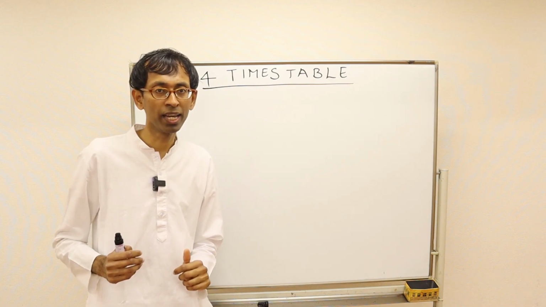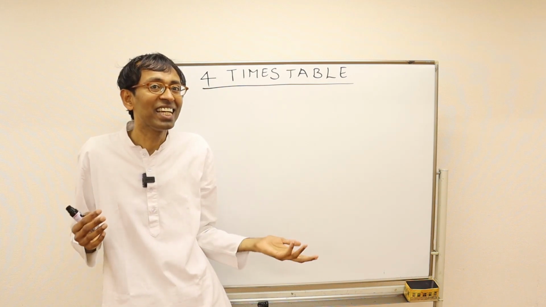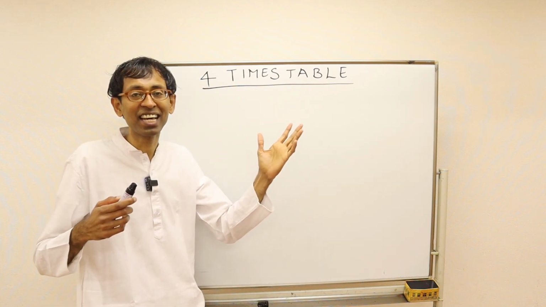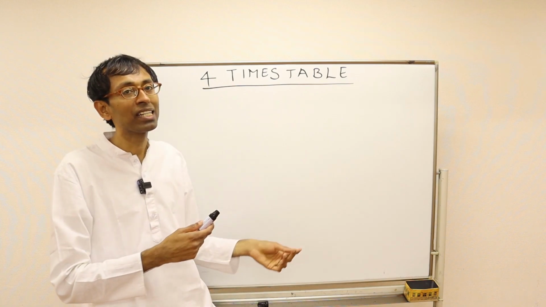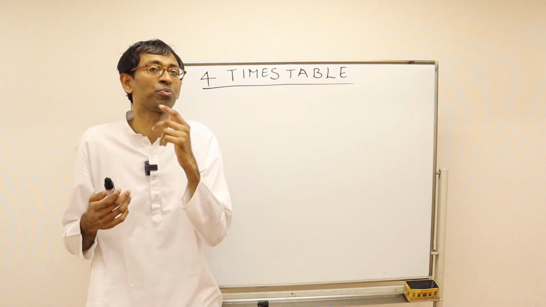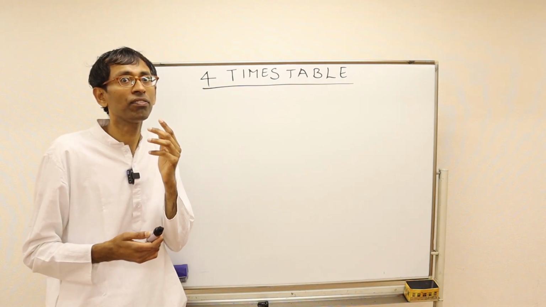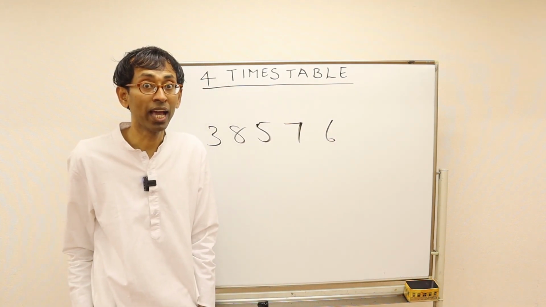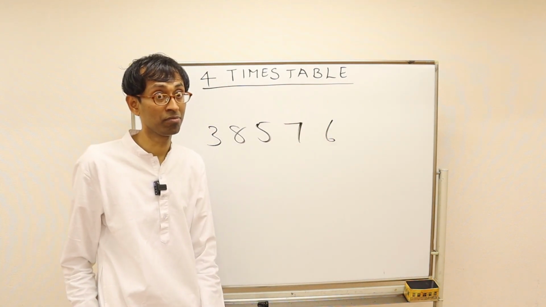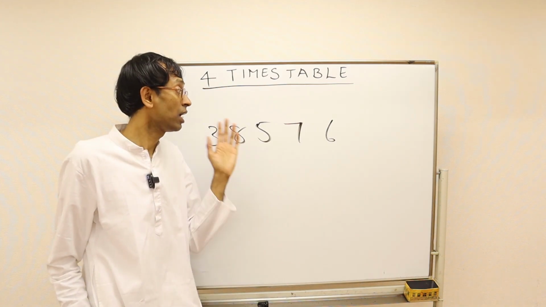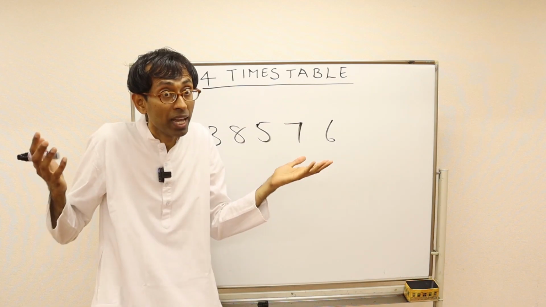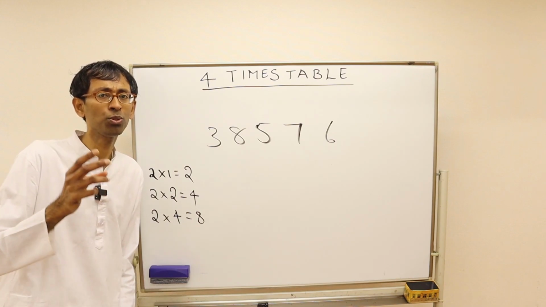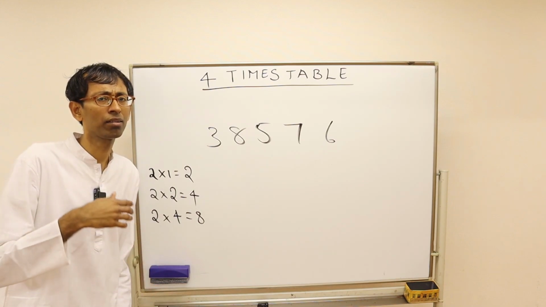Okay, did you finish drawing? You would have seen the digit sums of the 4 table and 8 table are also all over the place, just like the multiplication table of 2. Okay, so if there is a number, say 38576, just by taking its digit sum, can you say if this number is divisible by 4 or divisible by 8? No. To check if a number is divisible by 2 or 4 or 8, there are many ways.